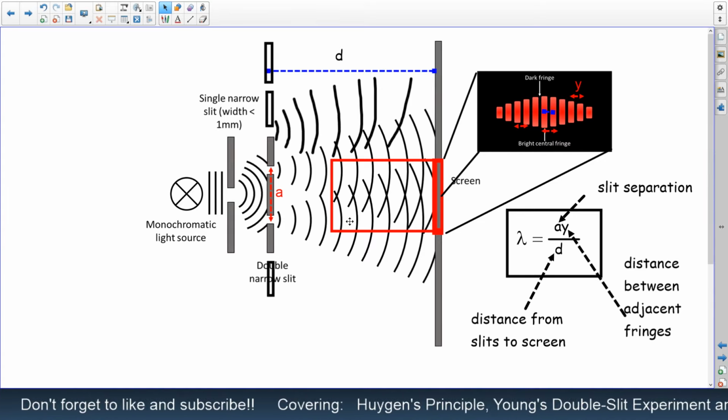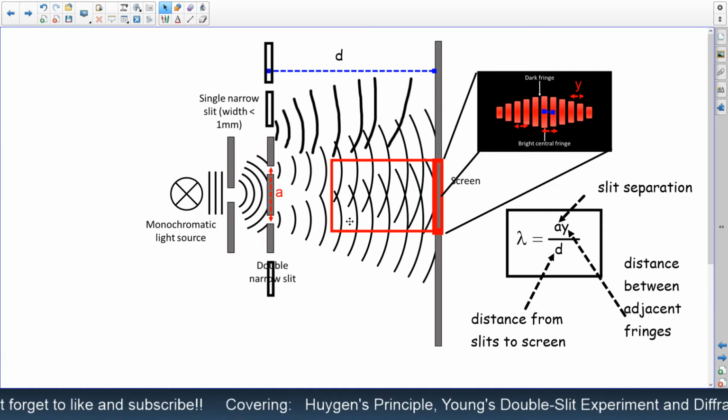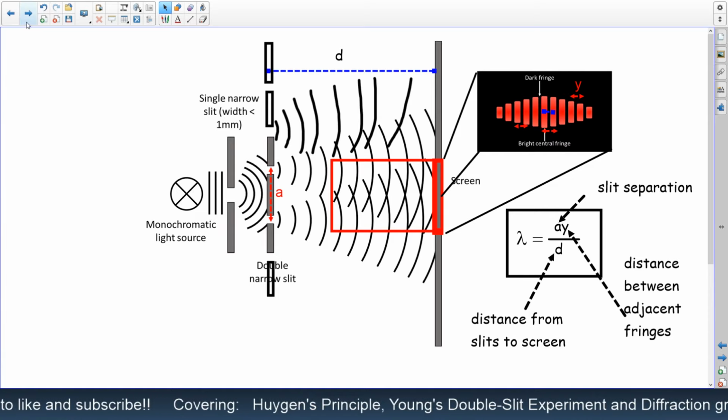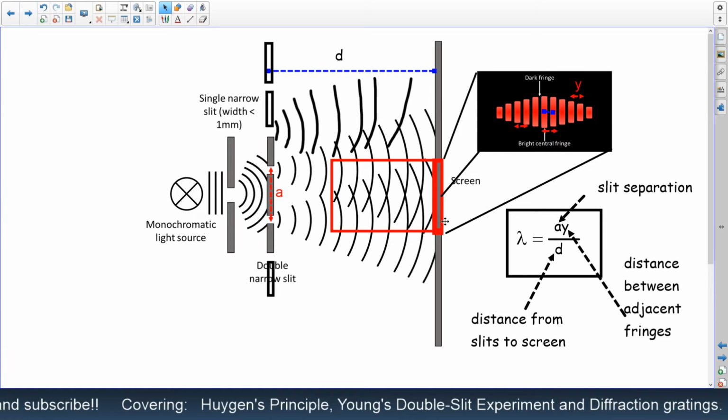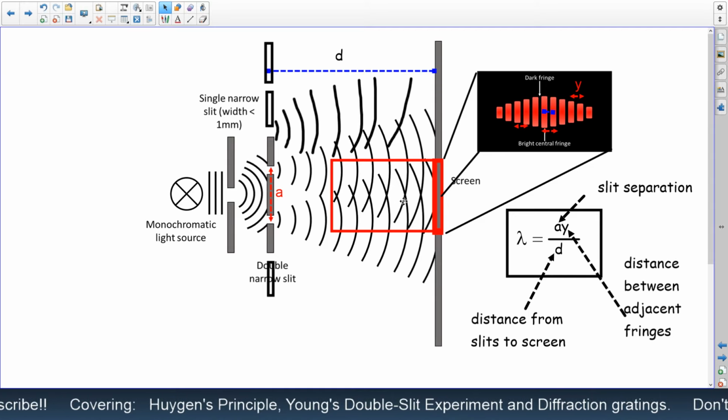Okay, you can also get single slit diffraction. We haven't talked about that in this one. We'll talk about that in a future video. Single slit diffraction is a little bit interesting. Double slit diffraction is a little bit easier to deal with, interestingly.